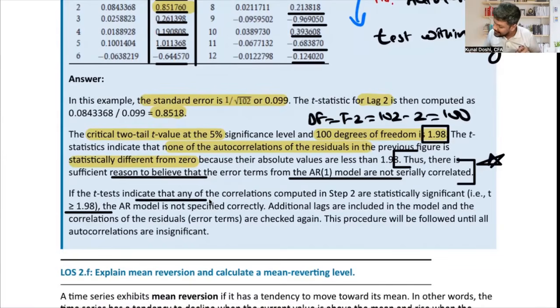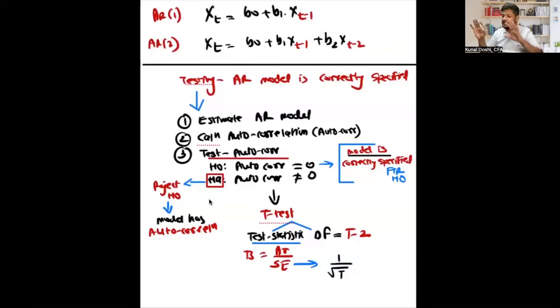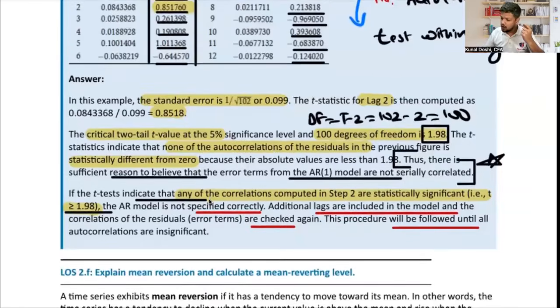The t-test indicates that any of the autocorrelations are statistically significant only if the value is above plus 1.98 or below minus 1.98, right? If that happens, then I will conclude that the AR model is not specified correctly and I cannot use the lag values. So the model is not reliable. Then additional lags are included in the model and the correlation of the residuals is checked again. This procedure will be followed for each lag. Understood, everyone? So basically in this case, I won't reject the null, correct? Only then can I say whether the AR model is correctly specified or not.